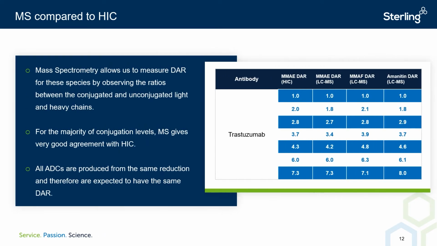Now here we have a table of a number of different conjugates we've produced on this trastuzumab scaffold with a DAR of 1, 2, 2.8, 3.7, 4.56, and a high conjugation species. Again, we worked out the DAR via HIC for the MAE species, and because we reduced all these species in the same manner, they should all have the same DAR.